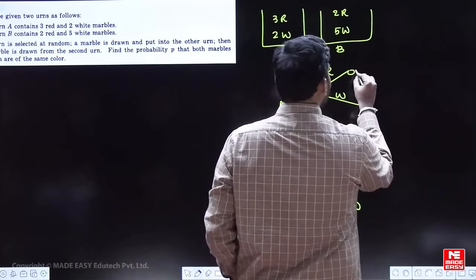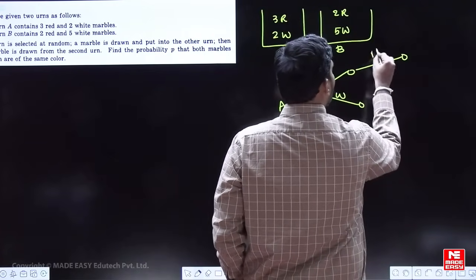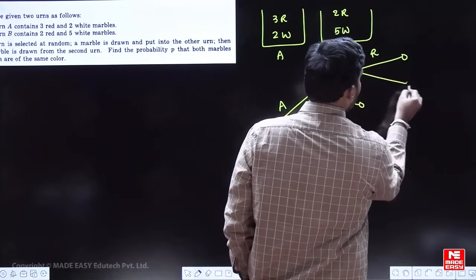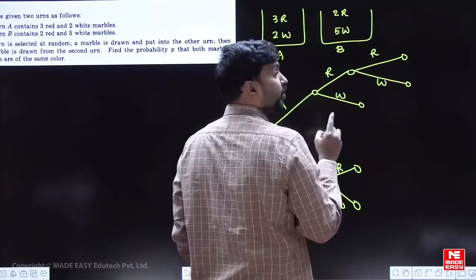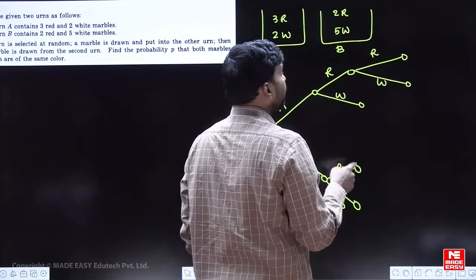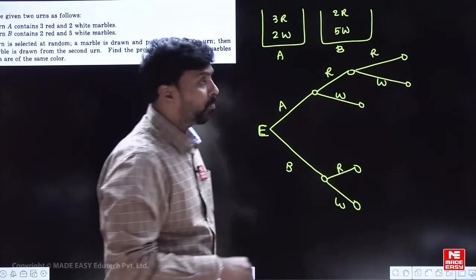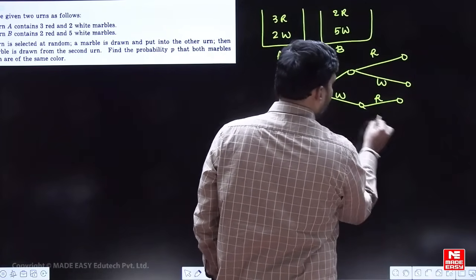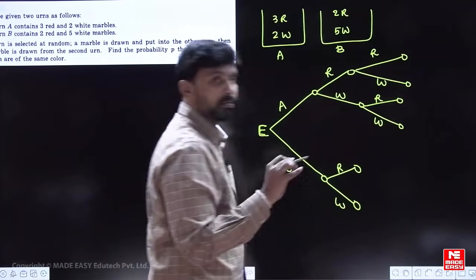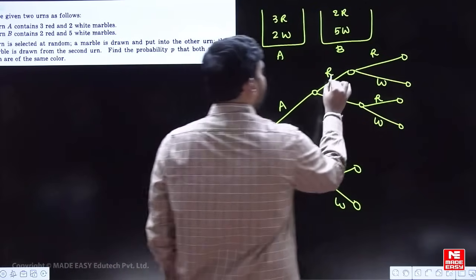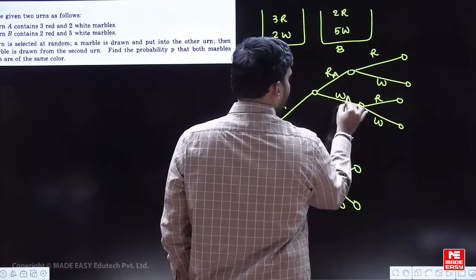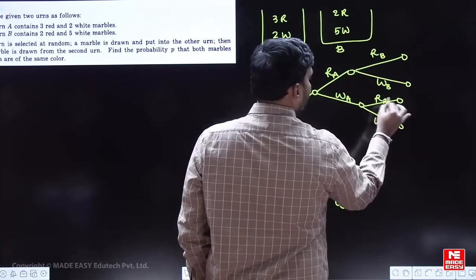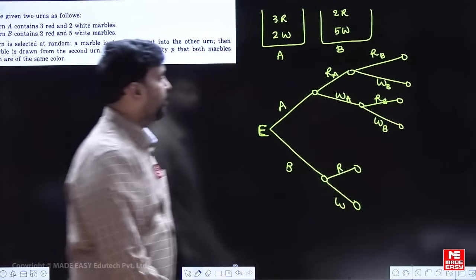So this is going to be drawn from B, right? It can be a red ball or it can be a white ball, but where is it taken from? It is taken from the urn B here, right? So here also it may be a red marble or a white marble. So this is RB and WB, and this is from A, RA, and then RB and WB.